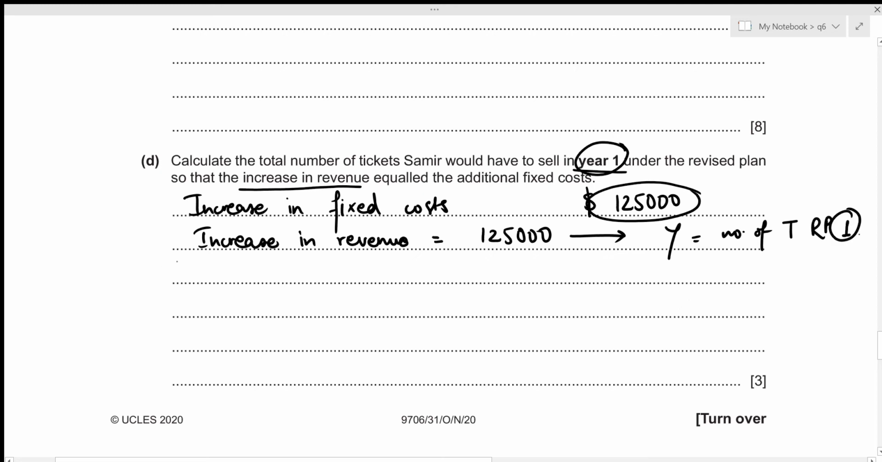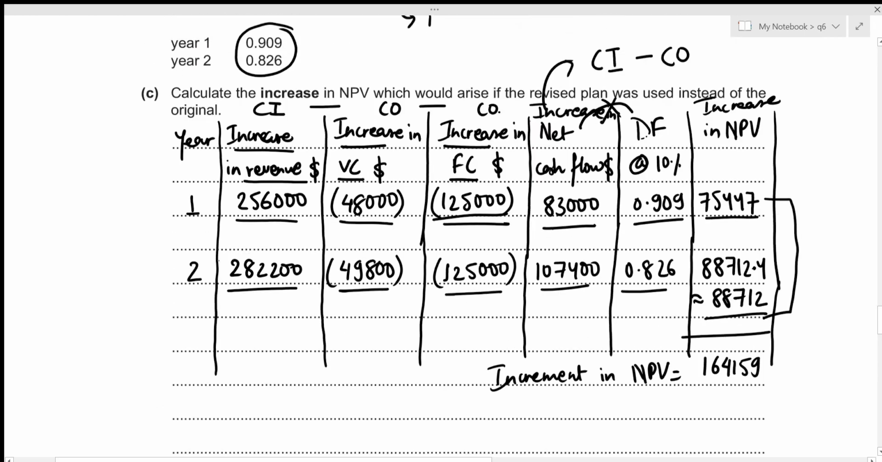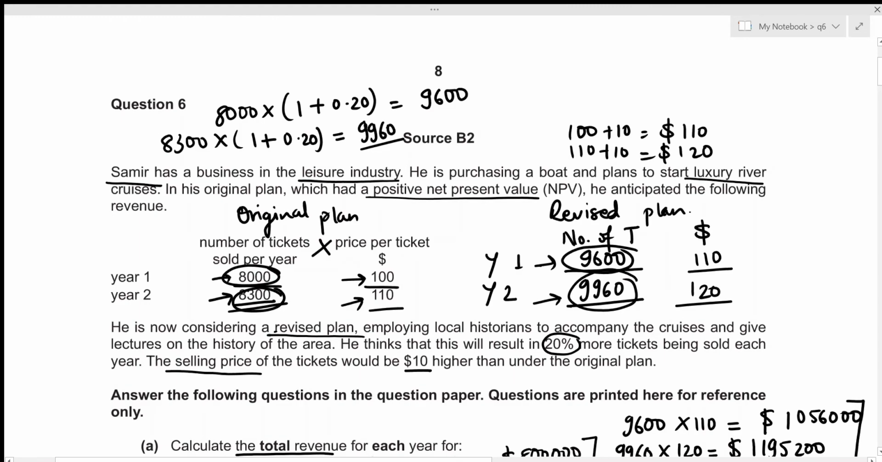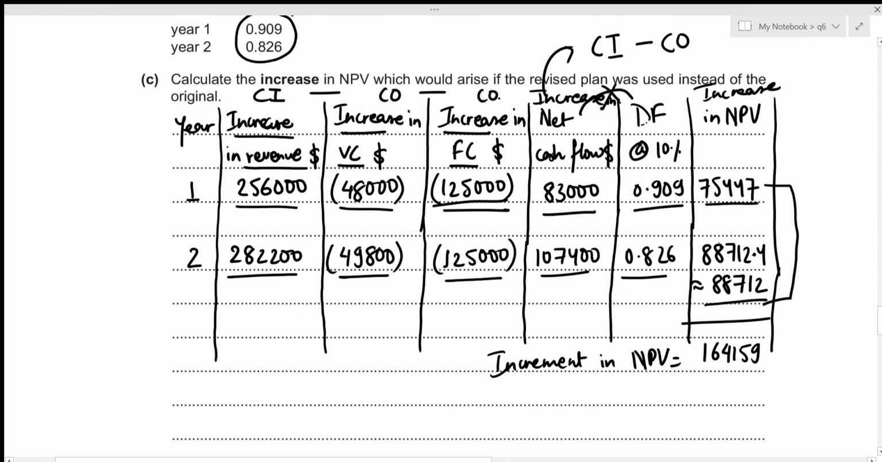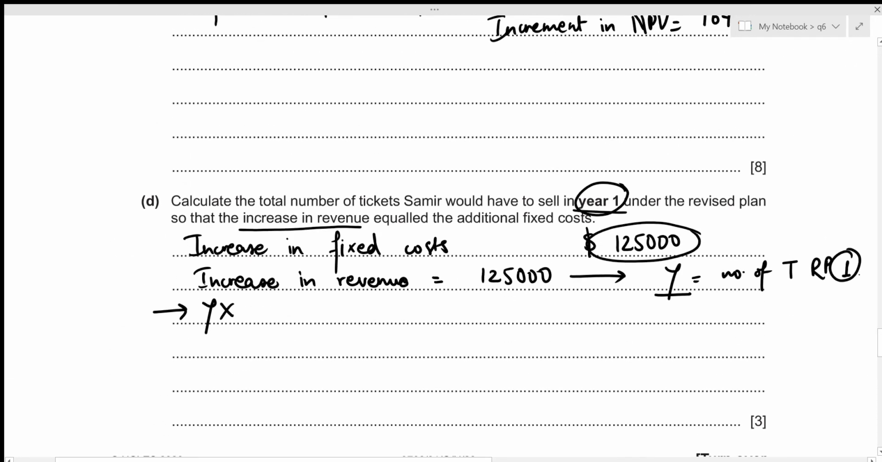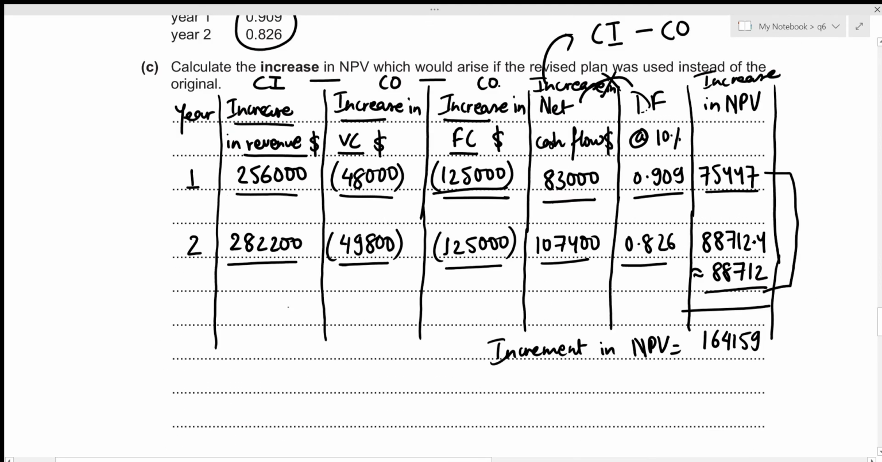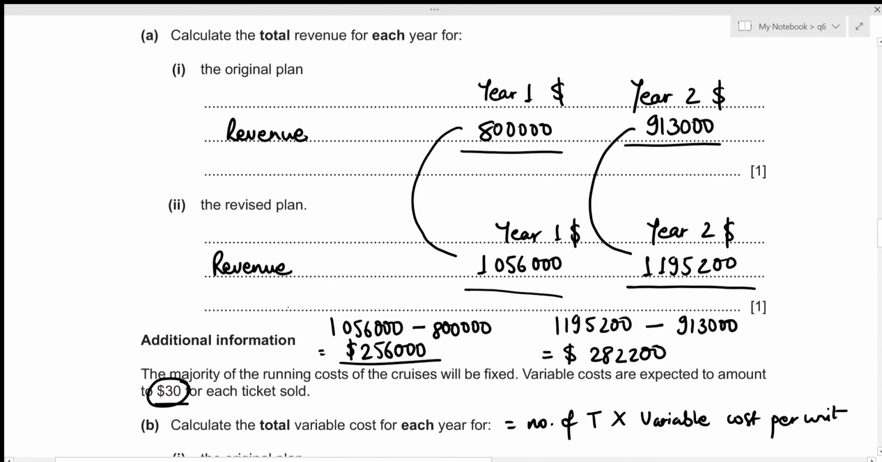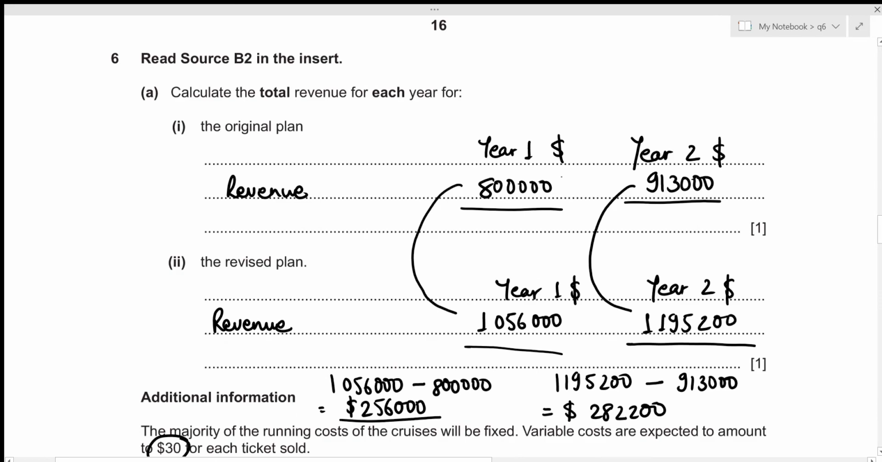Okay, so the increase in revenue would just be the total revenue for the revised plan in year 1, right? So that would be the number of tickets sold, which is y, times the price per ticket for year 1 under our revised plan. So let's have a look above. We figured out our price to be 110. So let's multiply it. That's y times 110 minus our revenue for year 1 under the original plan, which we already figured out in the first part. We can see that the revenue on the original plan is 800,000.